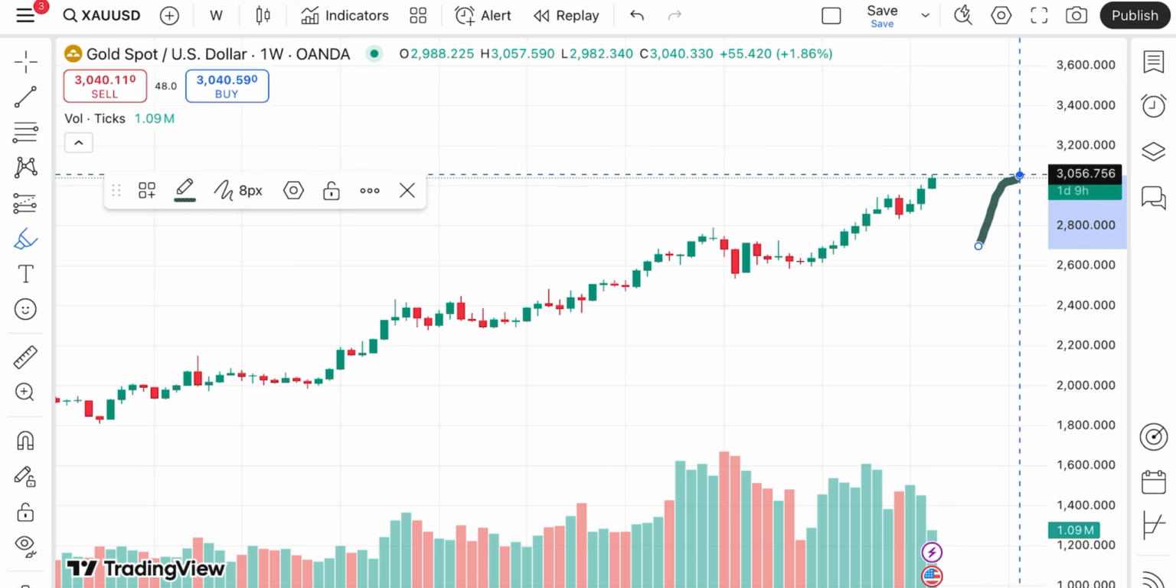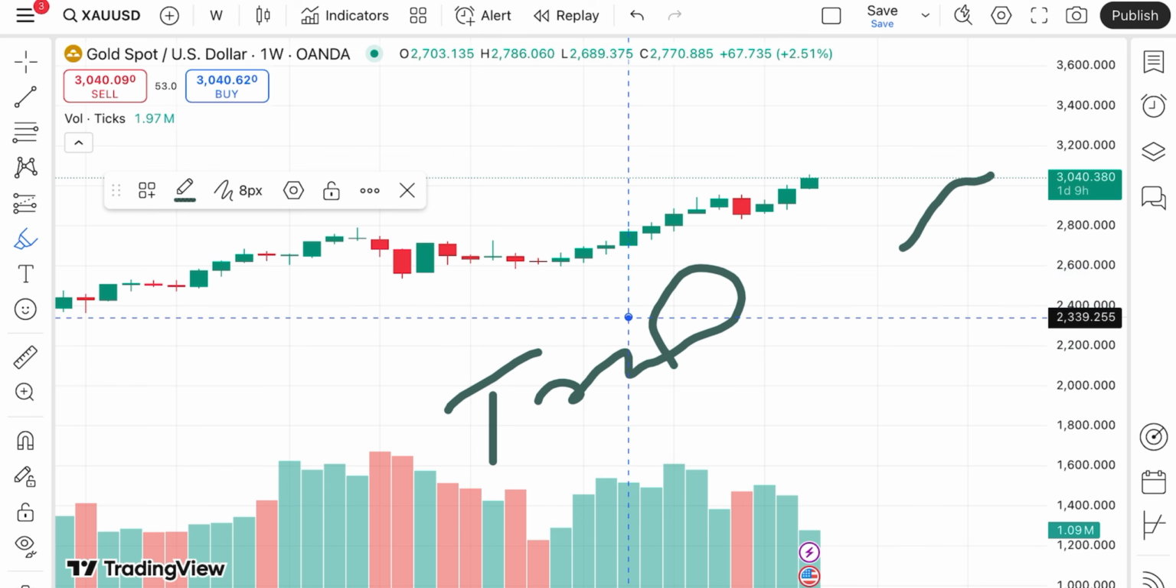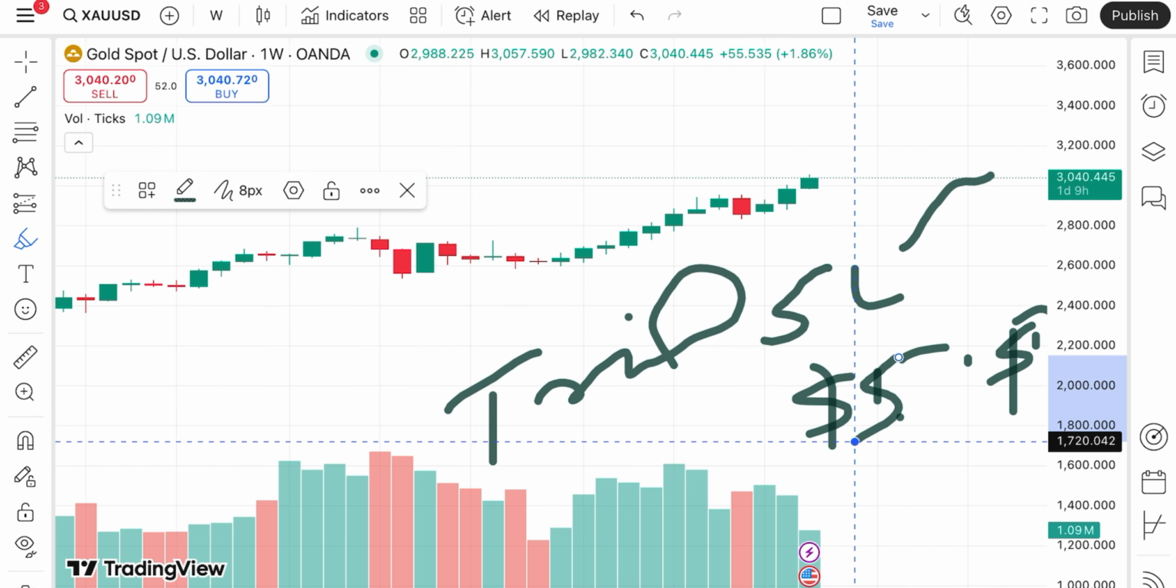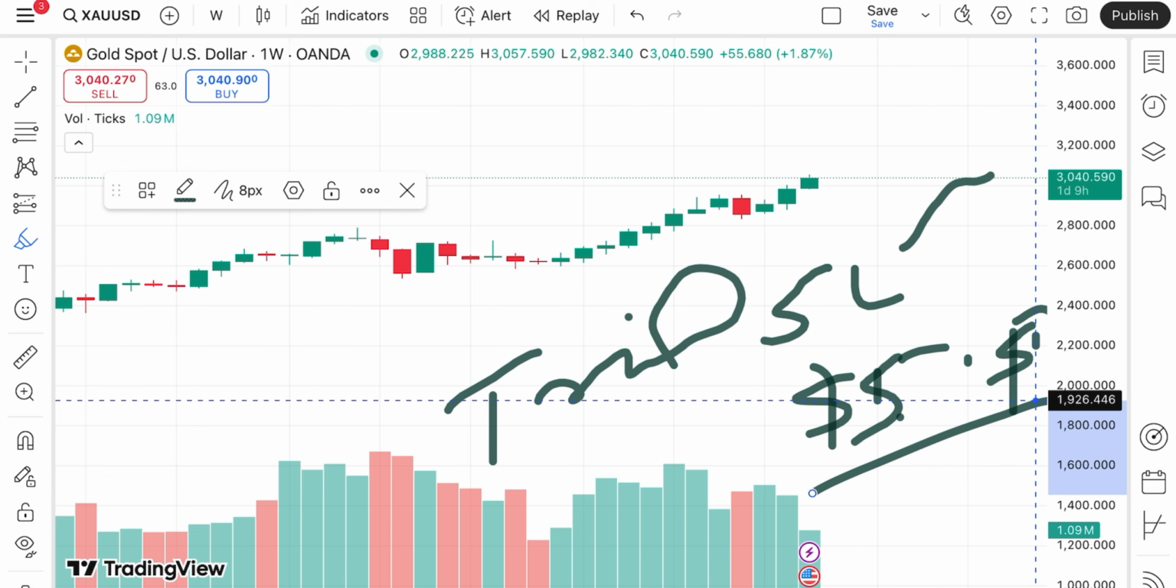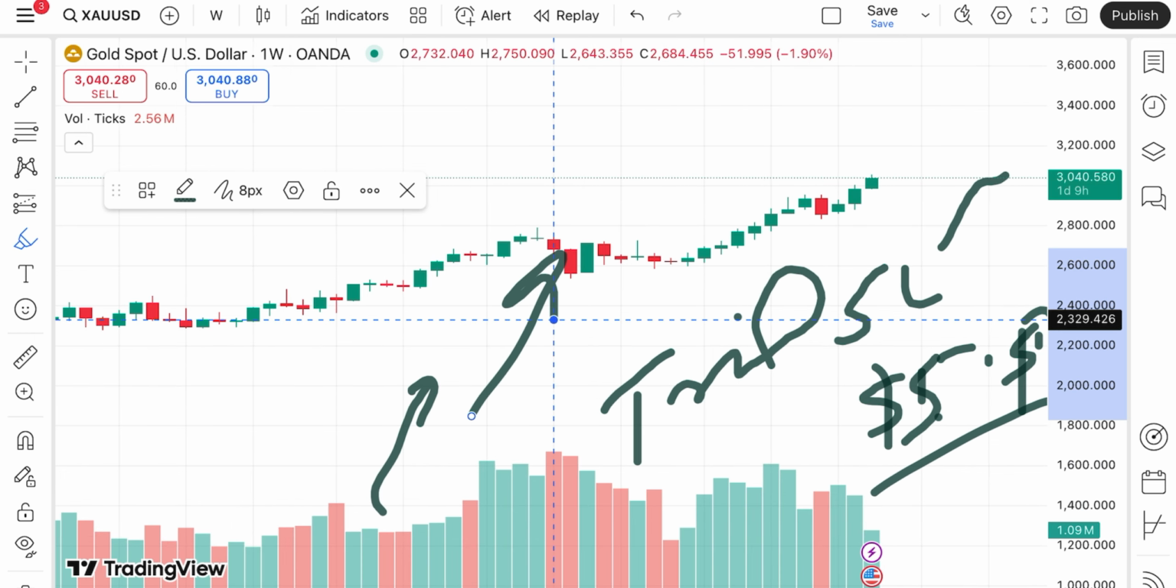So you have to understand, looking at this particular chart, that if the price keeps moving above this level, trail your SL by $5 or $7 depending on the risk or quantity you are taking, and then you can capture a big movement towards the upside.